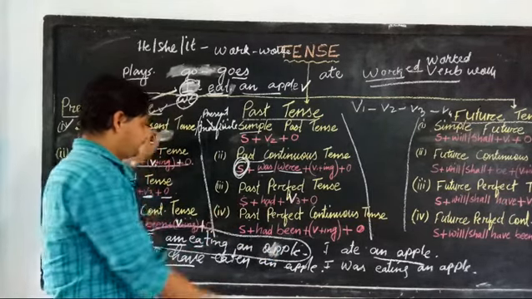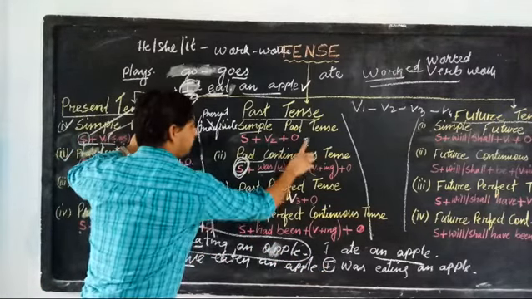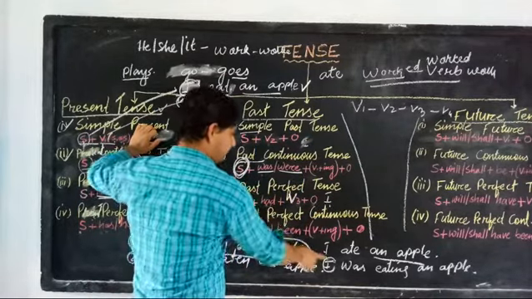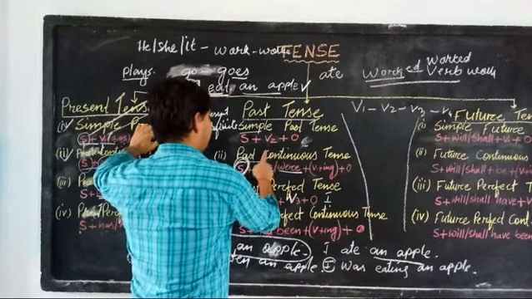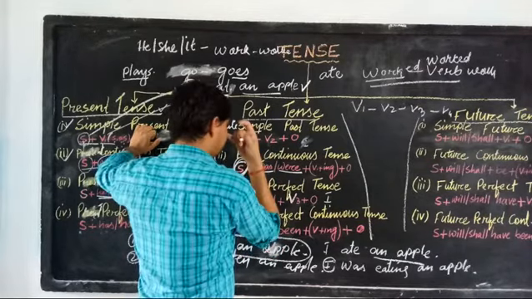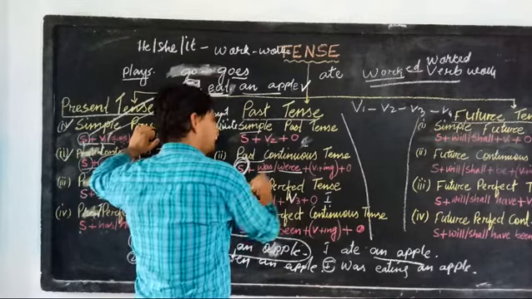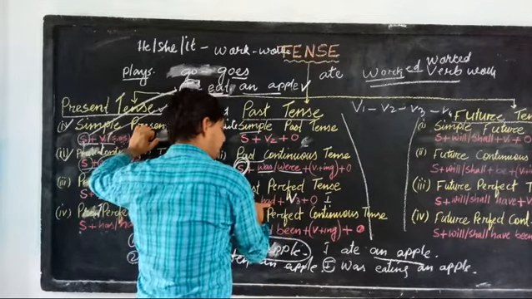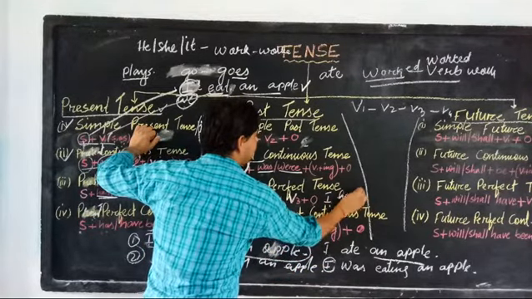Subject. What is the subject? I is the subject. So we will write I. Then what is there? In past continuous tense, we have used was or were. If the subject is singular, then was. If the subject is plural, then were. But here we will use the same helping verb, that is had. I is already there. Subject, then had: I had.